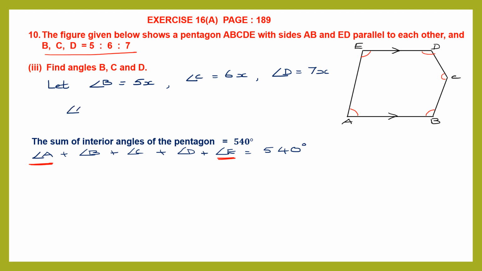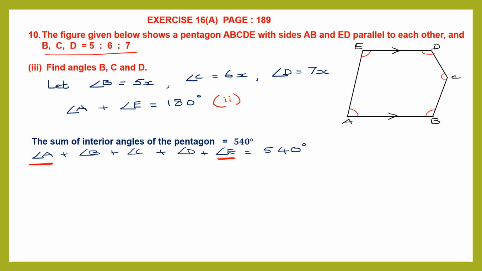So let's write that angle A plus angle E. This we found out in the second question. So let's write that in the second question we found out that angle A plus angle E is equal to 180. So in the place of these two we can write 180, and in the place of B, C and D angles we can write 5x, 6x and 7x.